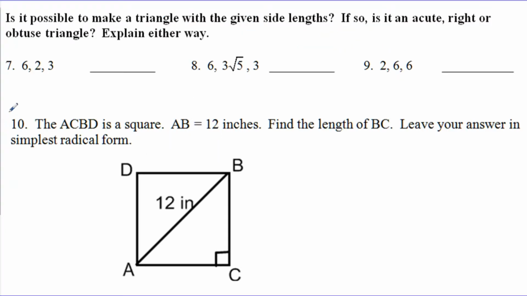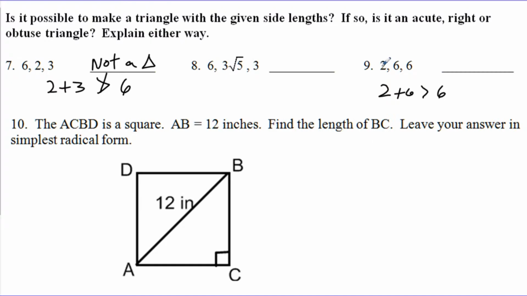Problems 7, 8, and 9 are very similar to what we just did, so I'm going to say problem 7 is not a triangle at all, because 2 plus 3 is not greater than 6. So that fails right away. Problem number 9, we're going to skip number 8 because of the radical. That's probably the most challenging of the three of them. I'm going to say 2 plus 6 is greater than 6, so it's definitely a triangle. Can we make a triangle with the side lengths? Yes, we can, because the two short sides add up to be larger than the third side.